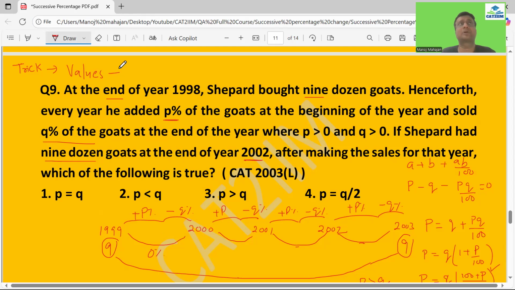And remember, whenever we use values, always look forward to eliminating the choices. Why elimination? Because let's say with one value it is not satisfying, we can look forward to eliminate. But with one value, if it is satisfying, that does not mean that for all the values it has to satisfy. So the best approach is to use values and do the elimination.